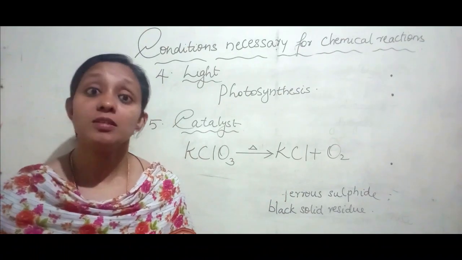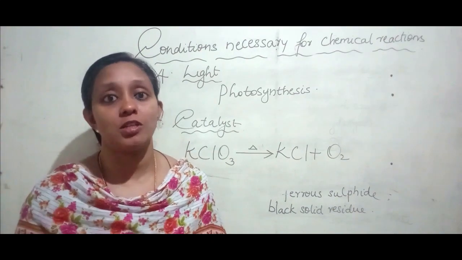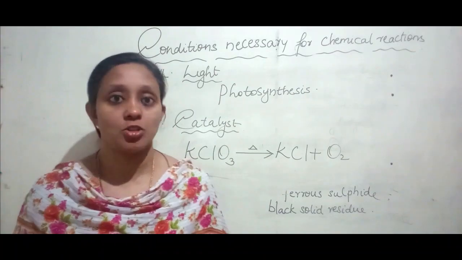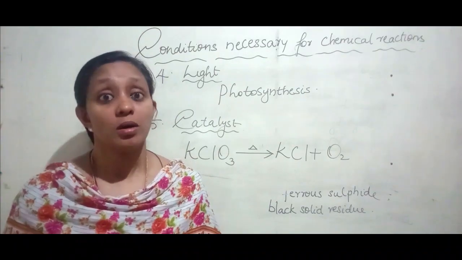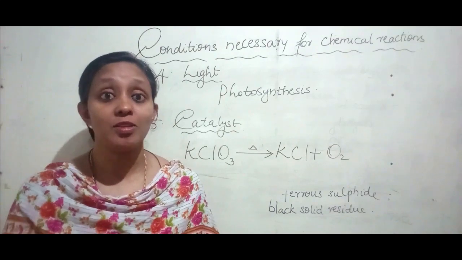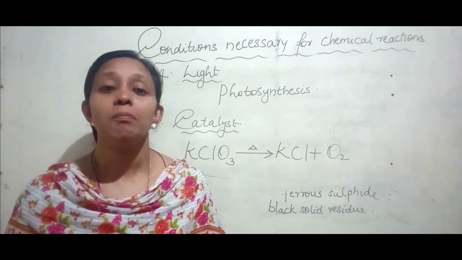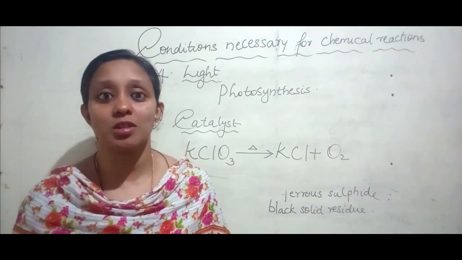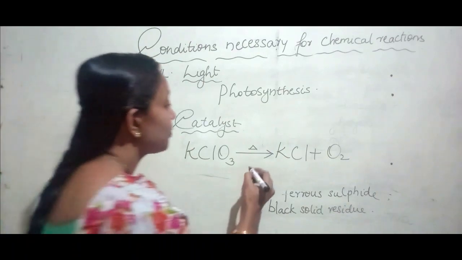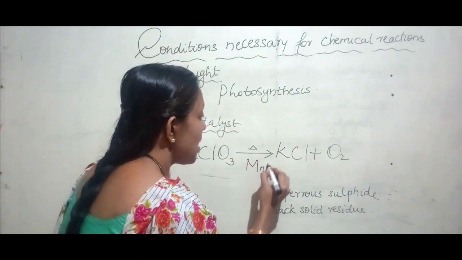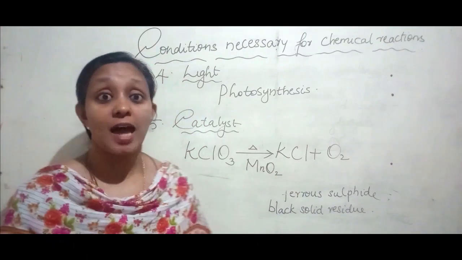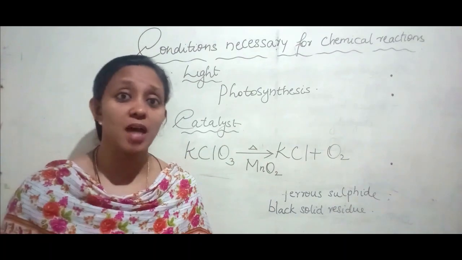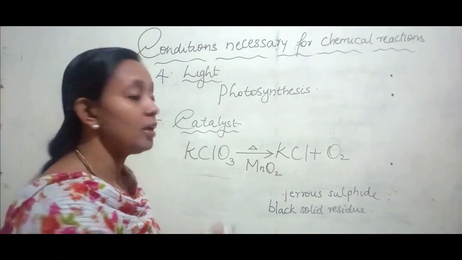But it takes a lot of time for this reaction to occur. You will have to heat for a long time for this decomposition reaction. So how can you speed up this reaction? How can you make this reaction take place faster? By the usage of a catalyst. And I hope you remember the catalyst that we used in the previous class for this reaction. The catalyst is manganese dioxide. Manganese dioxide is a catalyst that we use here in this reaction.